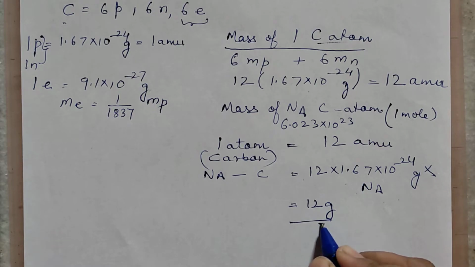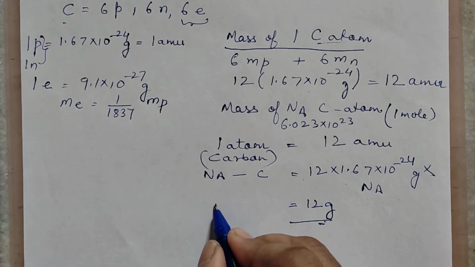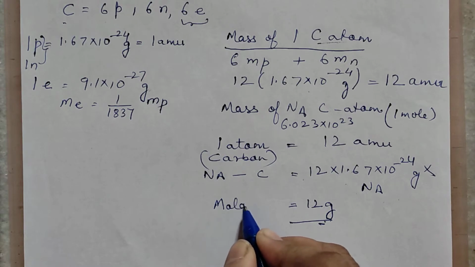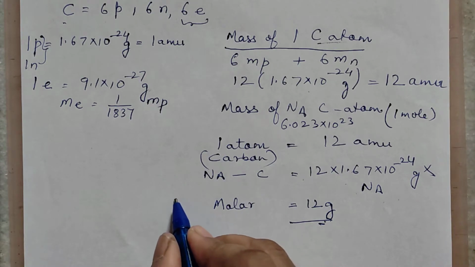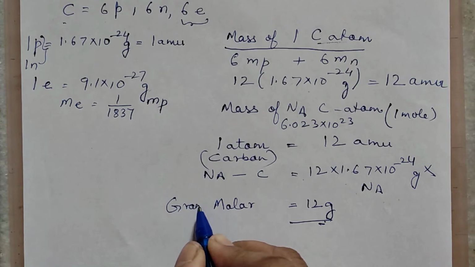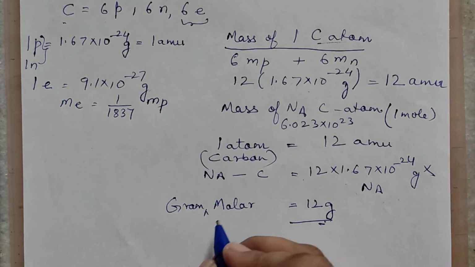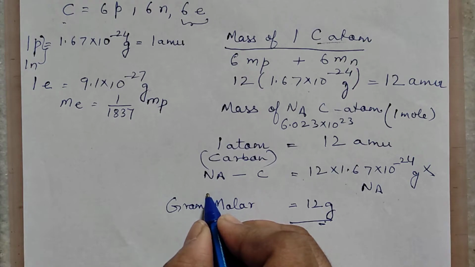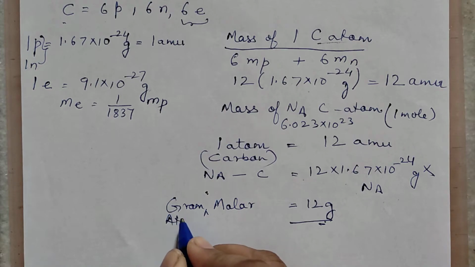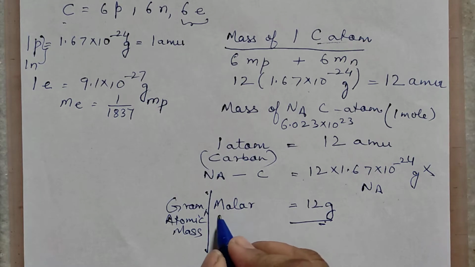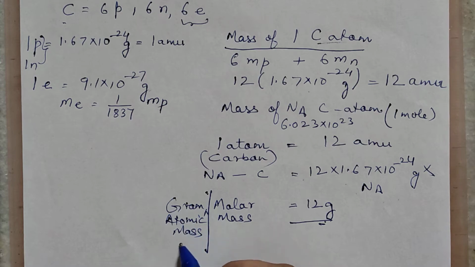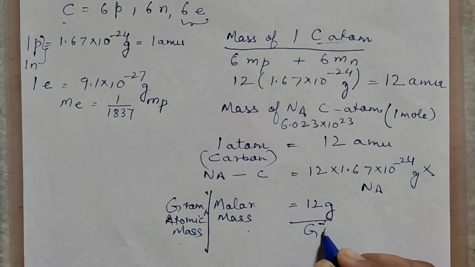That 12 gram is the molar mass. That is the molar atomic mass, or it is also called gram atomic mass. Okay, let me write it down. Gram atomic mass, or you can also call this molar mass. Both mean the same. Gram atomic mass or molar mass. We can simply write it as GAM also, gram atomic mass.